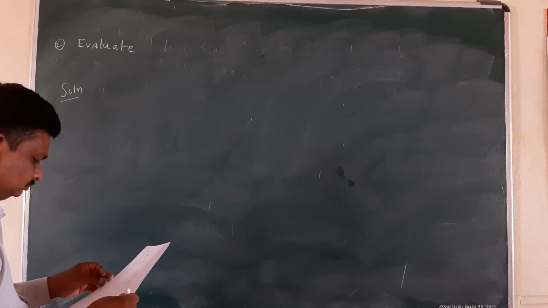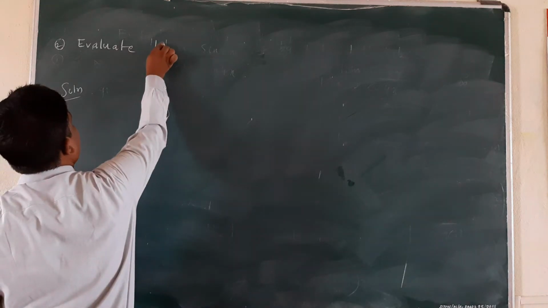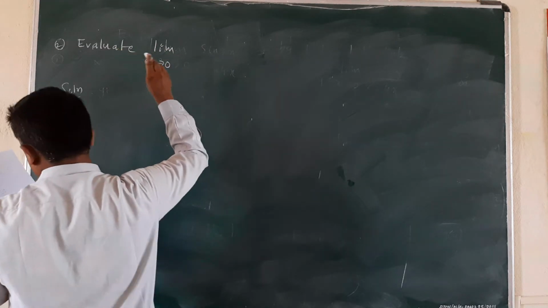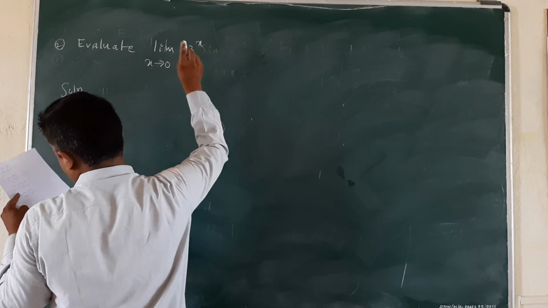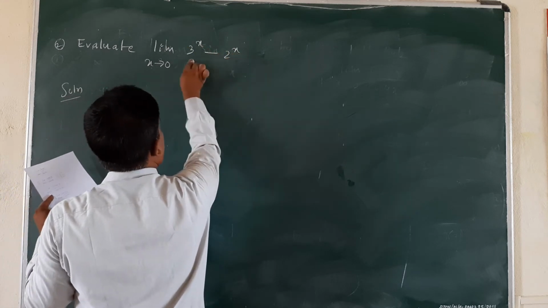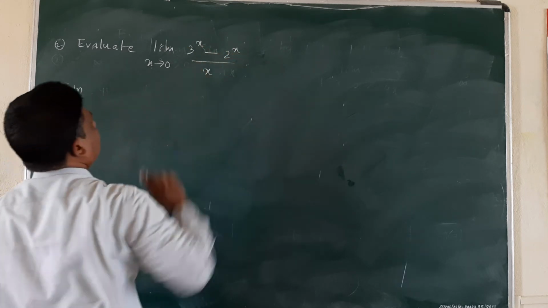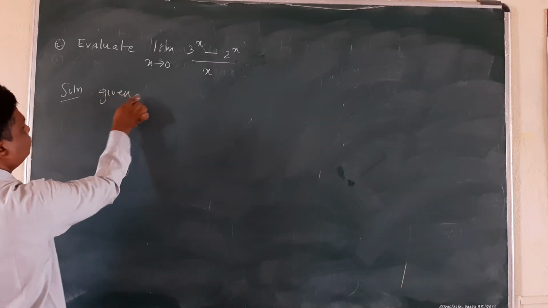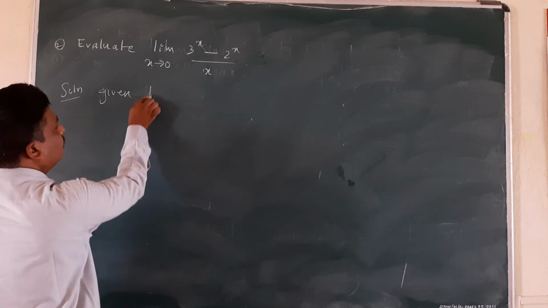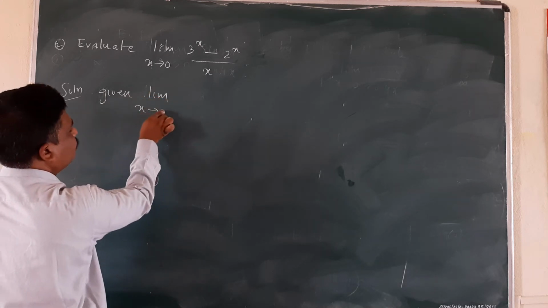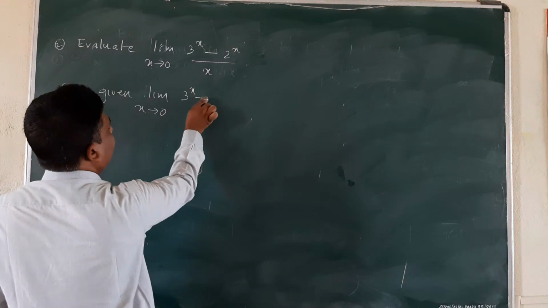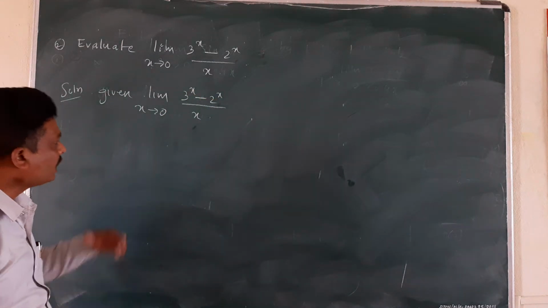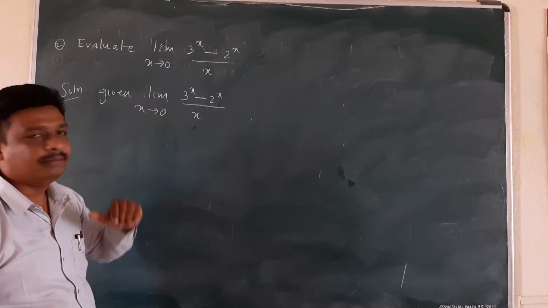So evaluate limit as x tends to 0 of 3 to the power of x minus 2 to the power of x upon x. Solution: given limit as x tends to 0 of 3 to the power of x minus 2 to the power of x upon x. So again, orally I will put the limits and I will verify.